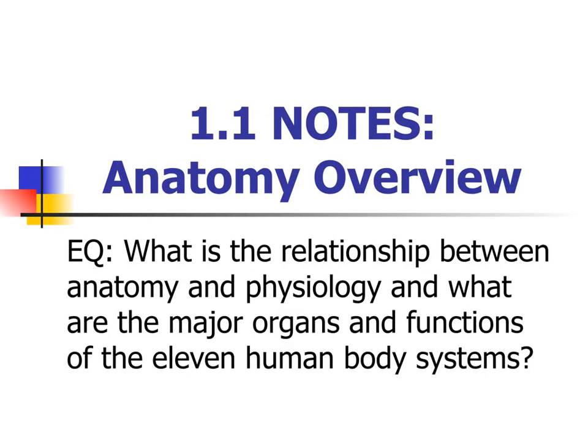This is 1.1 Notes, Anatomy Overview. The essential question is, what is the relationship between anatomy and physiology, and what are the major organs and functions of the 11 human body systems?